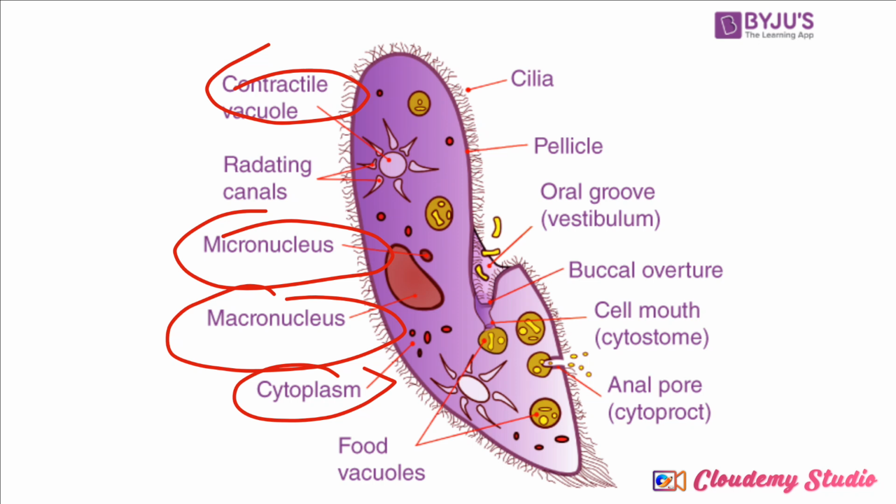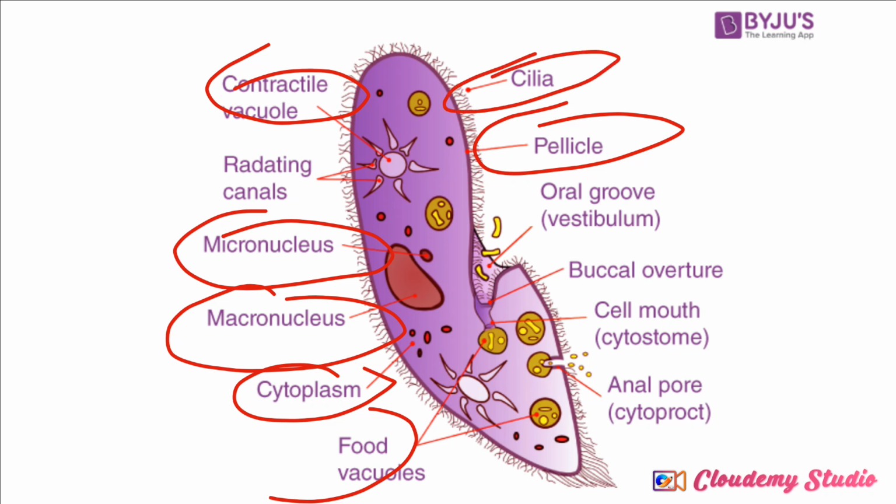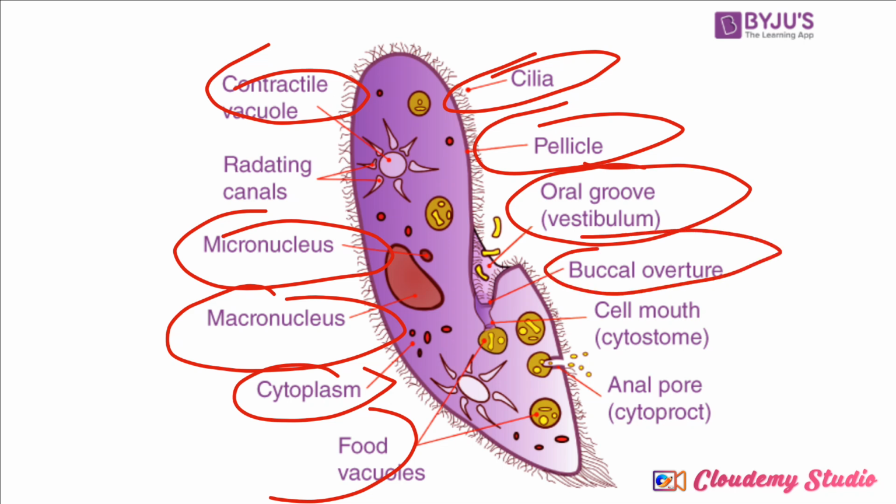This is the food vacuole where they store their food. This is the pellicle, which gives them shape. This is their cilia that they use for movement. This is the oral groove where food enters. This is the buccal overture where food passes. This is the cell mouth, which they use for eating. And this is the anal pore, which is for excretion.